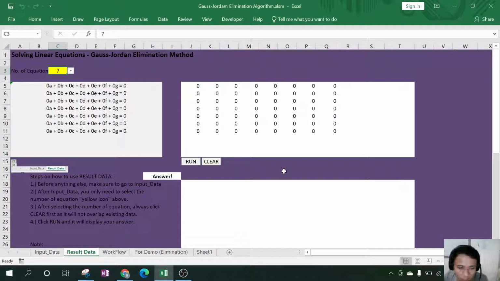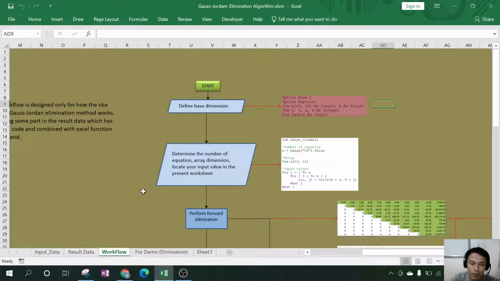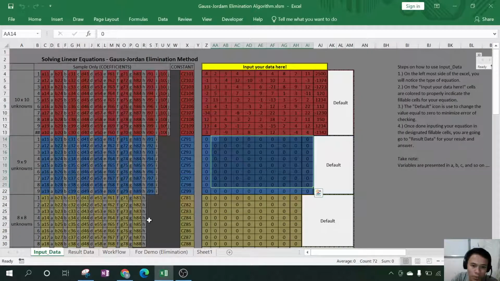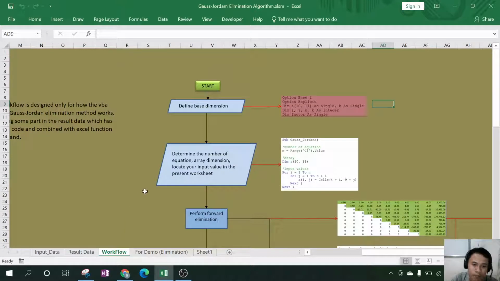Now, on how to make this code in VBA, the Visual Basic, on how to make this possible, here I have the workflow. The workflow is for the VBA only, not including the input data and the other one, which is the VLOOKUP command, also the concatenate command, so those are not included here.